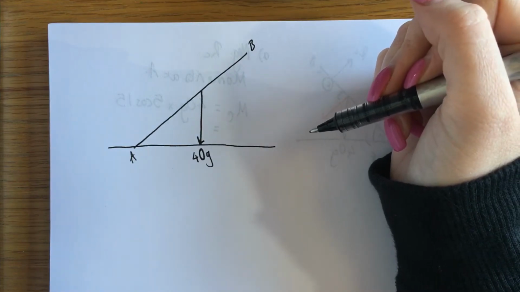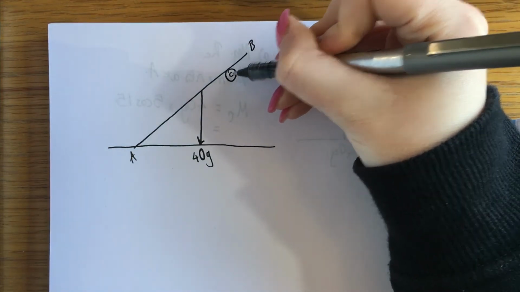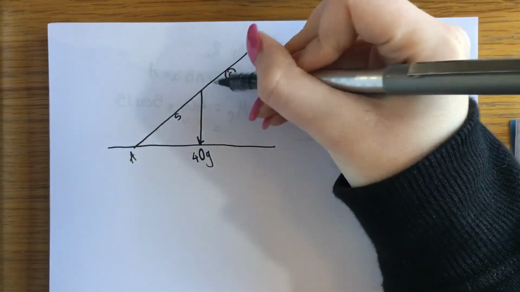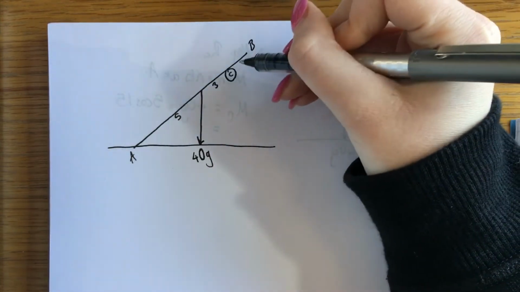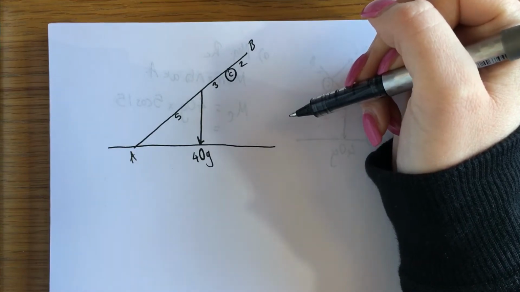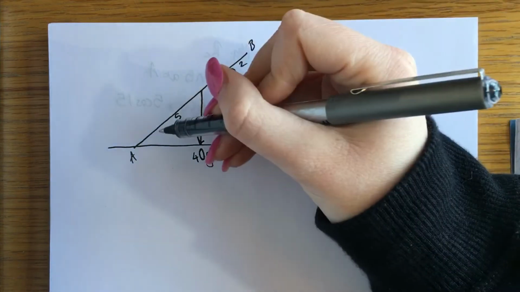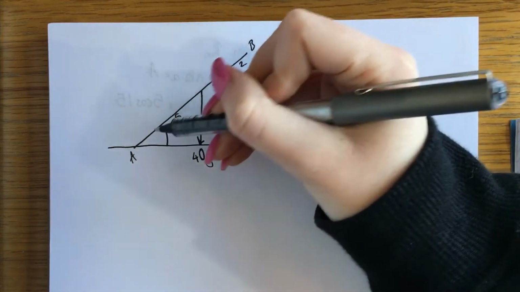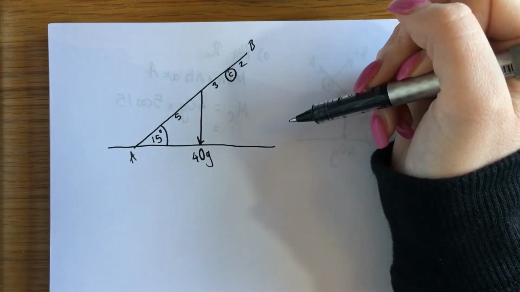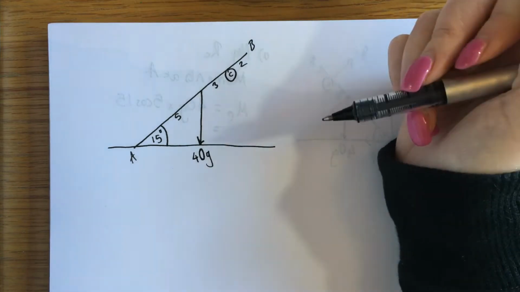The rod rests against a smooth peg C, where AC is 8 metres. I note that's 5 and 5 because that's in the middle. If it's 8 metres, that must be 3, and then that's 2. The rod is in limiting equilibrium, so it's on the verge of movement, at an angle of 15 degrees to the horizontal. Find the magnitude of the reaction at C and the coefficient of friction between the rod and the ground.